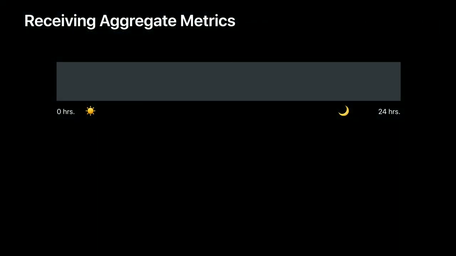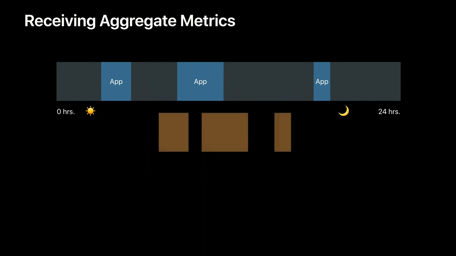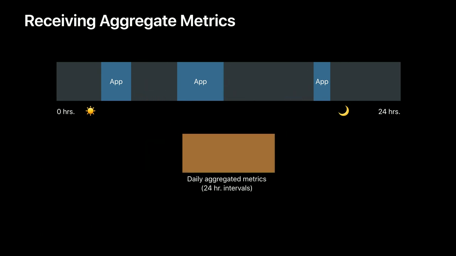After adopting MetricKit, as your application gets used during the day, we automatically collect and aggregate metrics for your application. And at the end of a 24-hour period, we generate a metric summary for the entire day, the last 24 hours, and return this payload back on device.